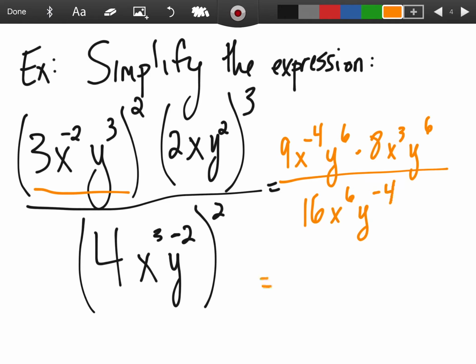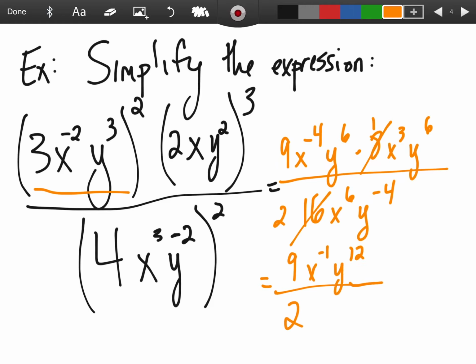Okay, and 72 divided by 16. Well, we could definitely simplify that. Let's just start by simplifying the 8 and the 16, right? 8 over 16 is the same as 1 over 2. So that gives me 9/2 for that coefficient. Okay, in the numerator now, let's just focus on the numerator. x to the negative 4th times x cubed is x to the negative 1. y to the 6th times y to the 6th is y to the 12th.